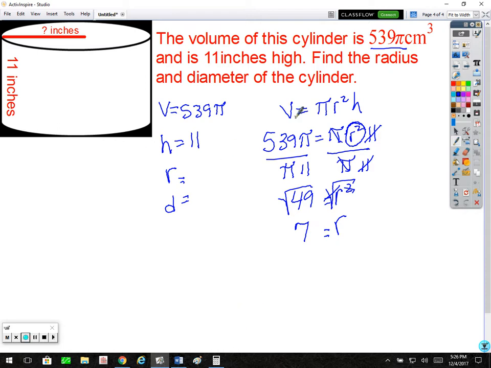As you can see, it's just simply working it backwards, just like we've been doing all of last week, and we'll continue working on tomorrow. We'll actually look at some finding the height and the radius of a cone. Have a good evening.